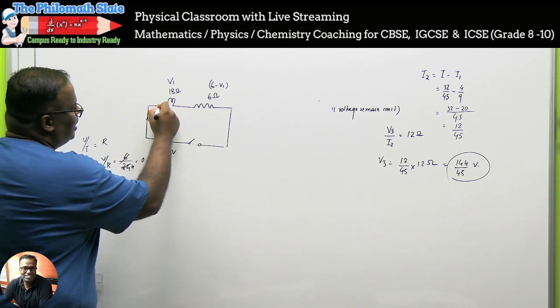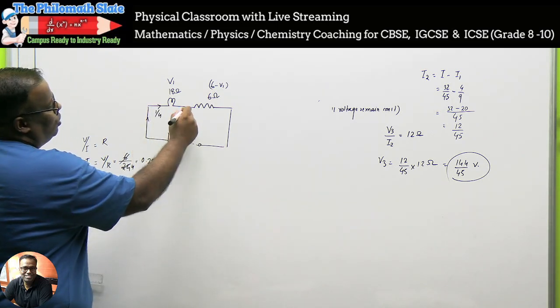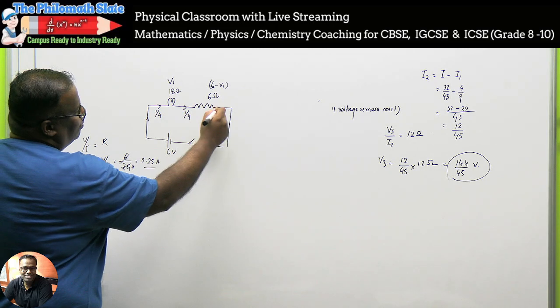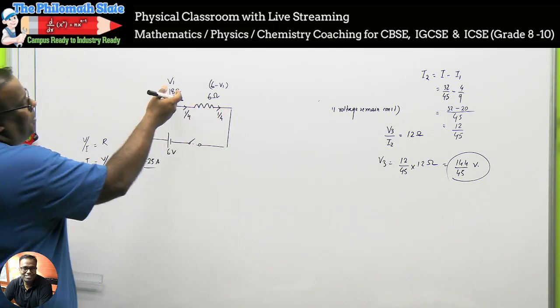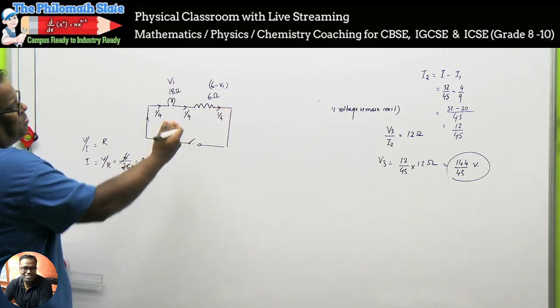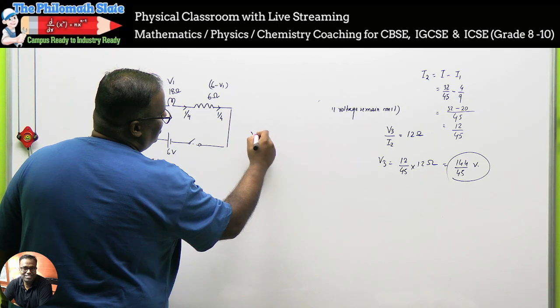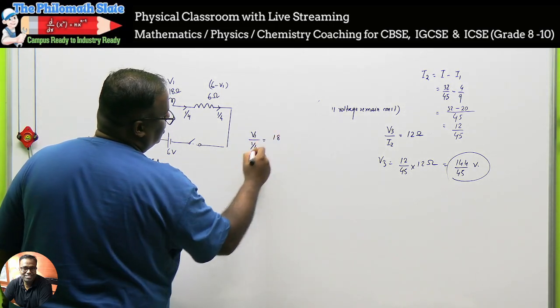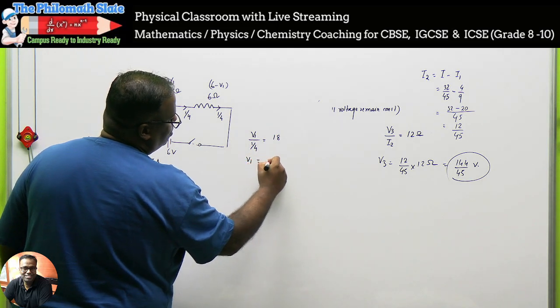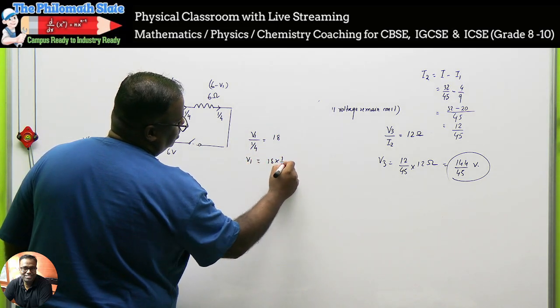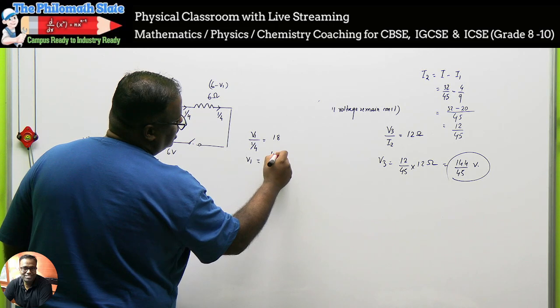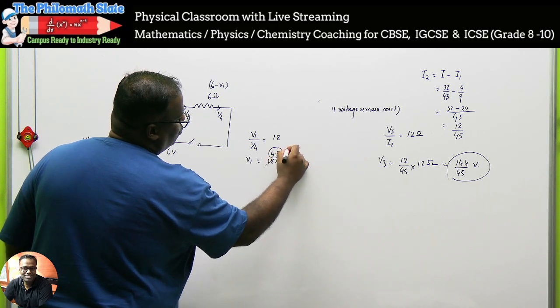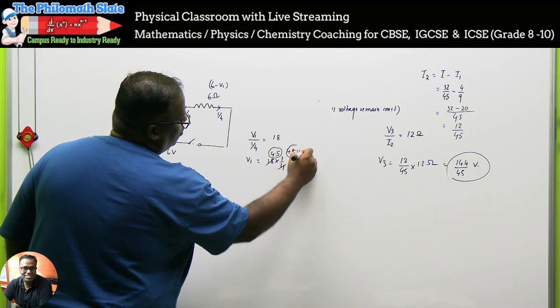And how much current is flowing in this? 1/4 is flowing. So from here also how much current will flow? 1/4. And from here? 1/4. Now what is the problem in finding its voltage? V1 by... V by I is equal to how much? 18. Come on, solve it. V1 is equal to 18 into 1/4. How much? 4 4s are 16, 2 to 24, by 20. 4.5 volts.